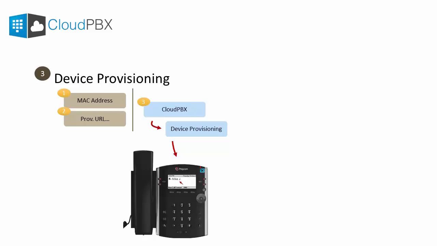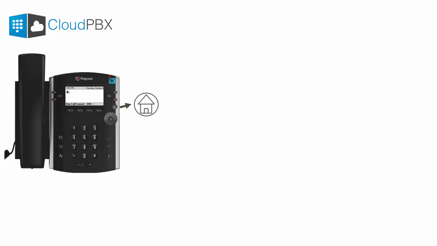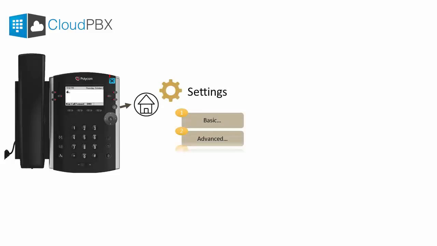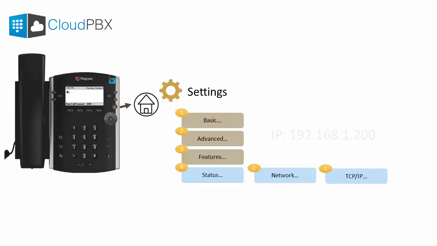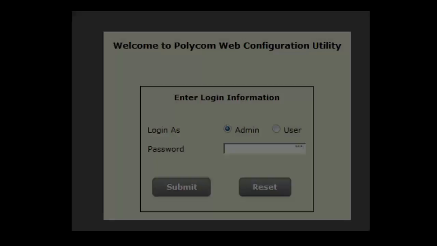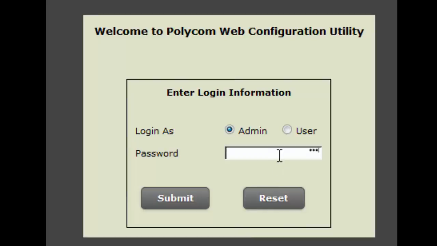So to the phone itself, to get the phone's IP address, hit the home button on the handset. Its settings, 4 for status, 2 for network, and 1 for TCP/IP, which will return the IP address. We're going to copy that into your browser. Now the Polycoms always default to admin, and the factory password is always 456.